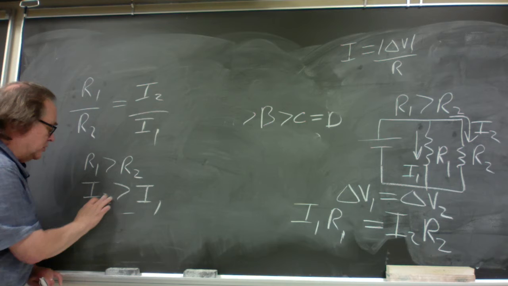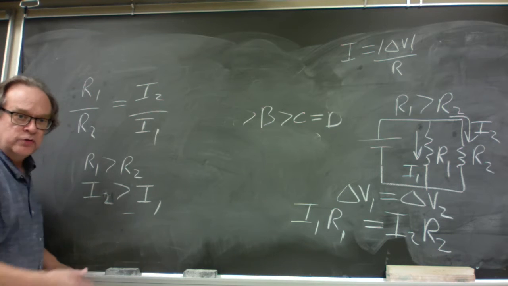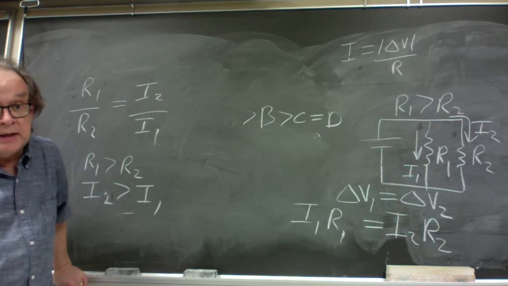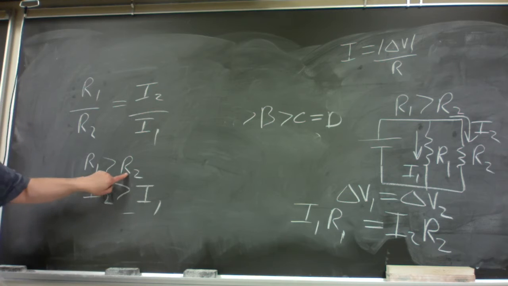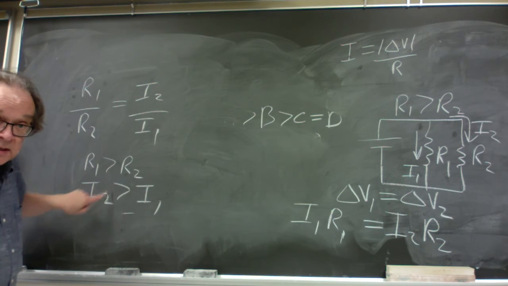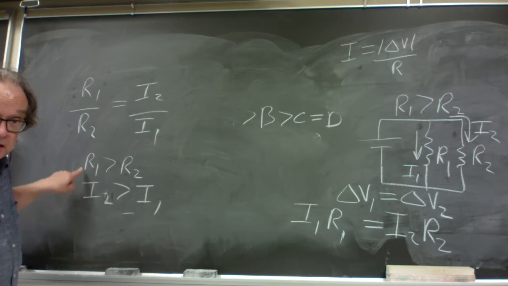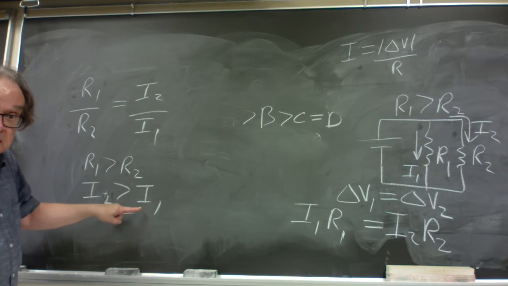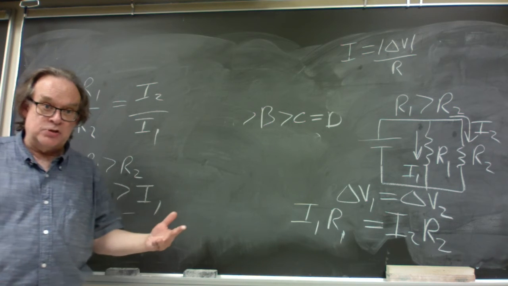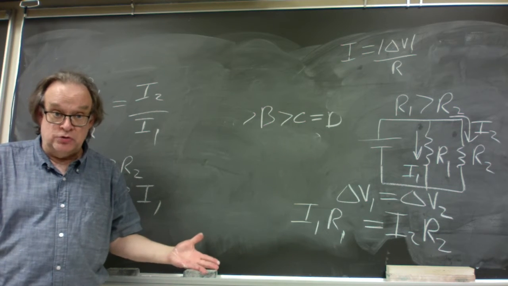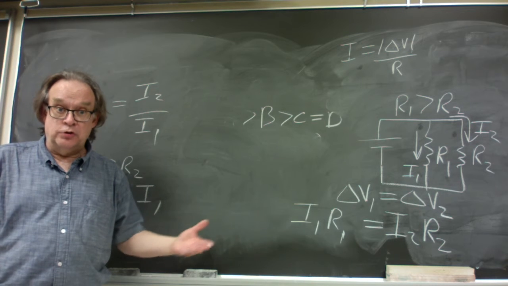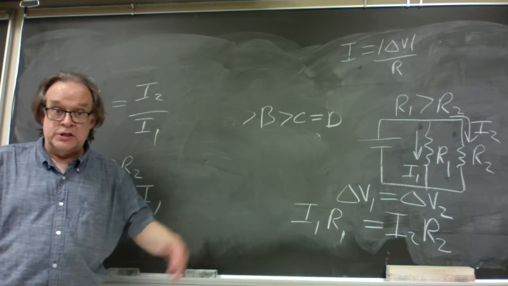And that's exactly the result that we should have expected. That's the result that makes sense. The smaller resistance gets the bigger current. The bigger resistance has less current passing through it, because that's really what resistance measures, the difficulty in getting current to pass through.